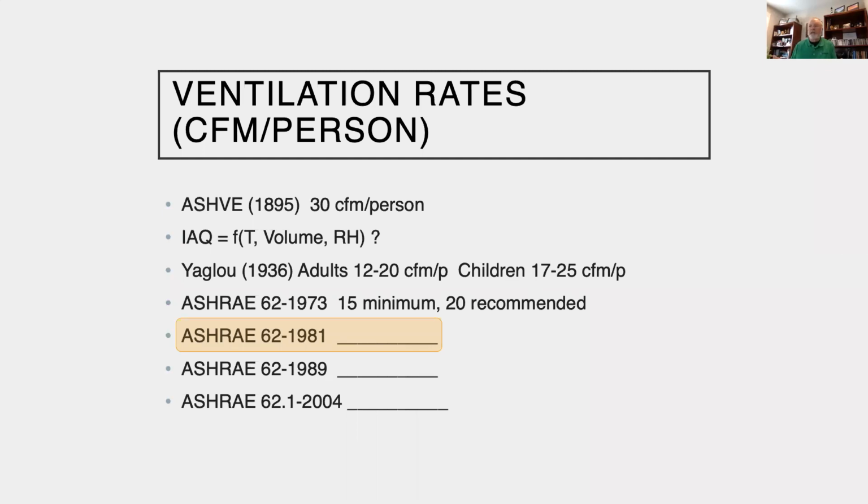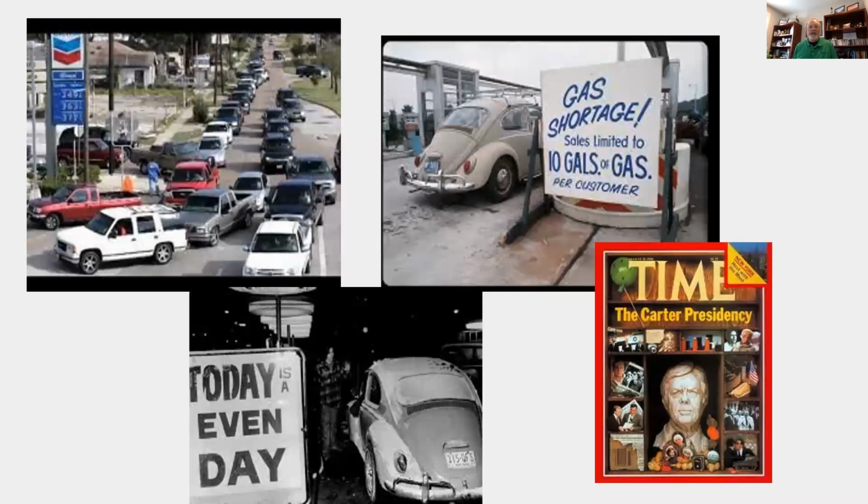The next major change in ASHRAE 62 was in 1981. And that change came about because of something that happened in society, and that was the energy crisis. In the 70s, we were using lots of energy, and lots of it was being imported. When the Saudis shut off the pipeline that went to the ships that brought the oil over to us, we had an energy crisis because we couldn't drive our cars, right?